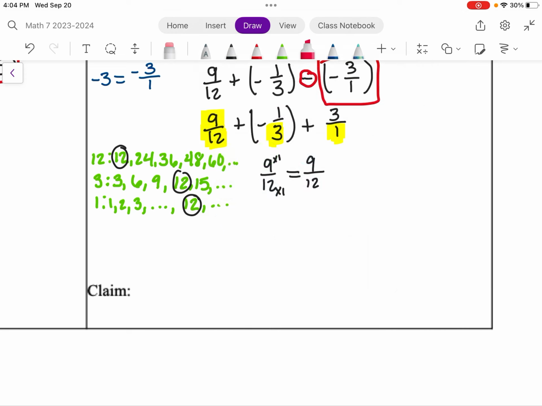This next fraction is negative 1/3. So I have to do the same thing, just with these new numbers. Okay. I have to change it into a fraction with a 12 on the bottom. I multiply 4 to 3 to get 12. What I do to the bottom, I have to do to the top. So 1 times 4 is 4. So now I have negative 4/12 as that new fraction.